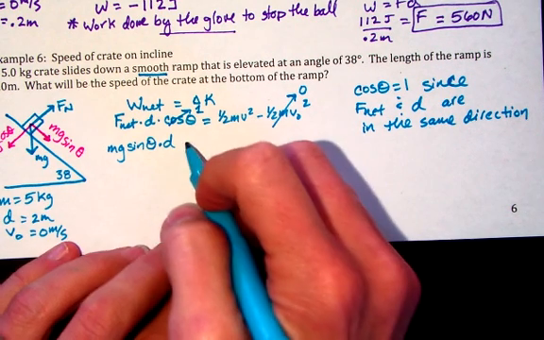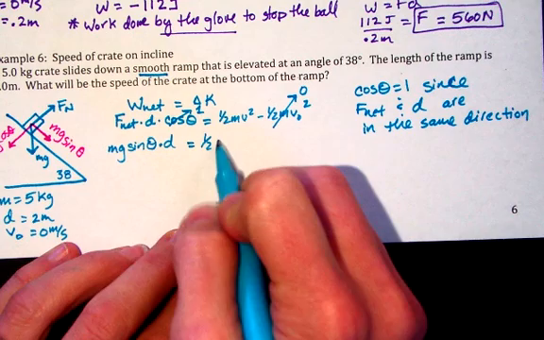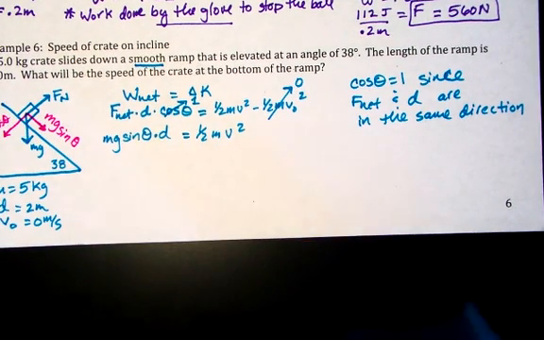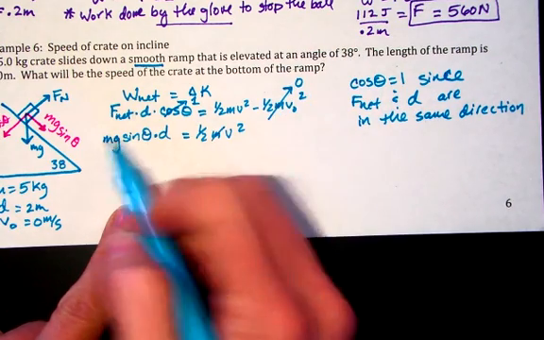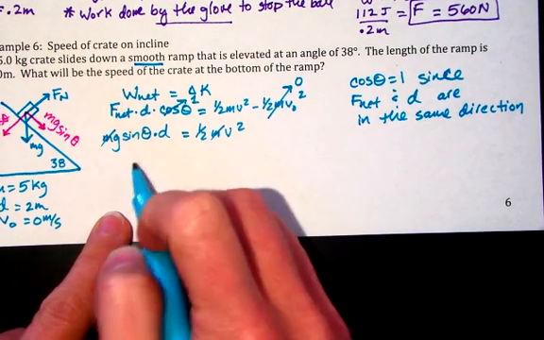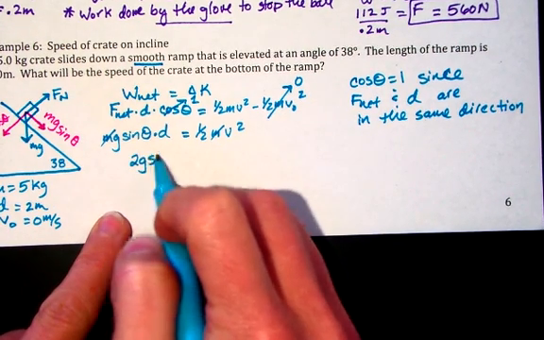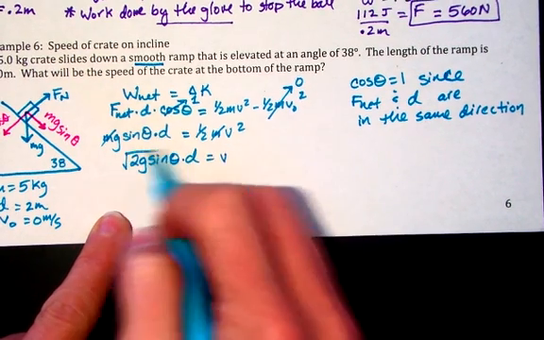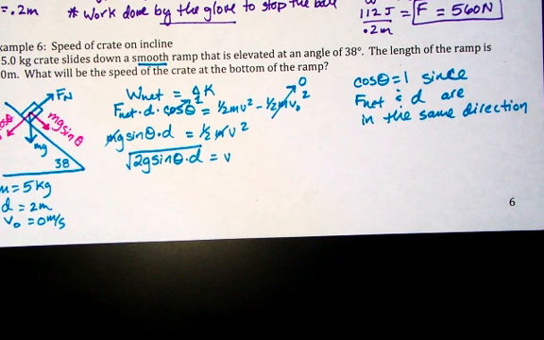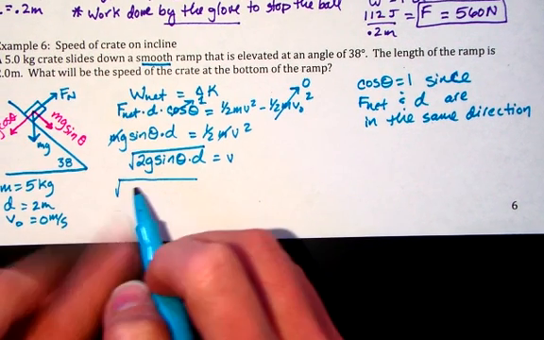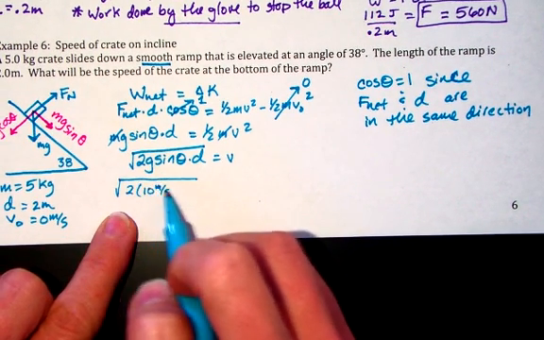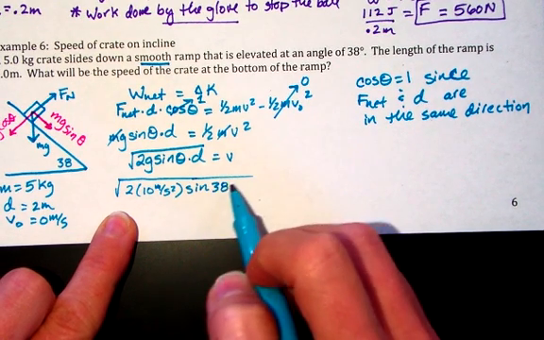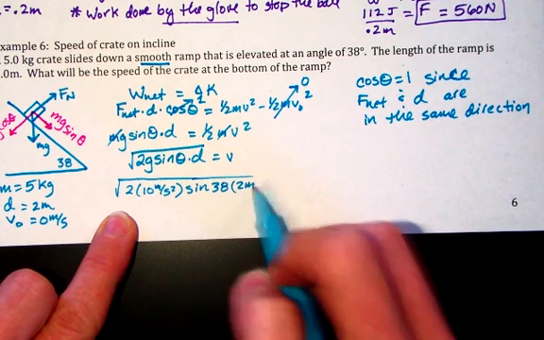So then this equals 1/2 mv squared. Now we're trying to get v squared by itself, so what happens with the m's? They cancel out. And I can multiply both sides by 2. And then I can take the square root of both sides. So then we get the square root of 2 times 10 meters per second squared times the sine of 38 times the displacement, which is 2 meters.